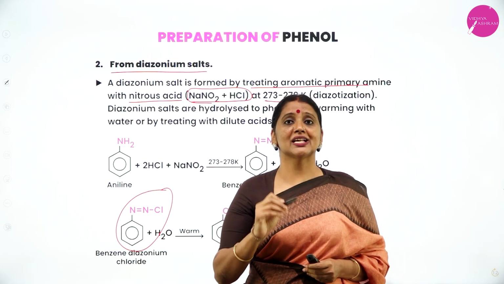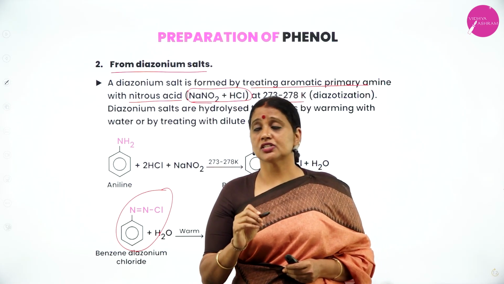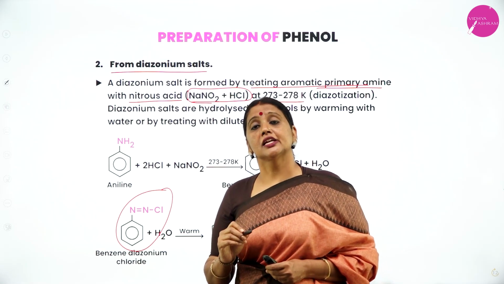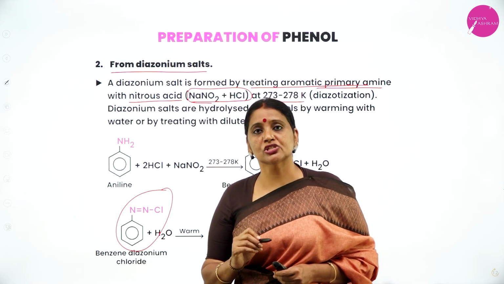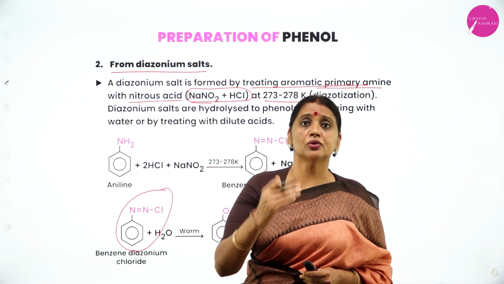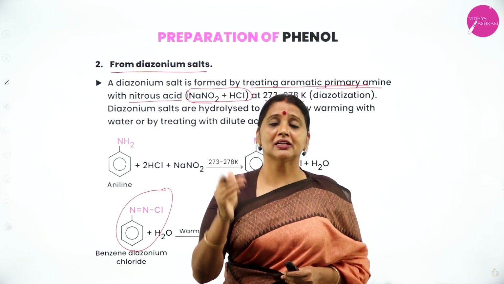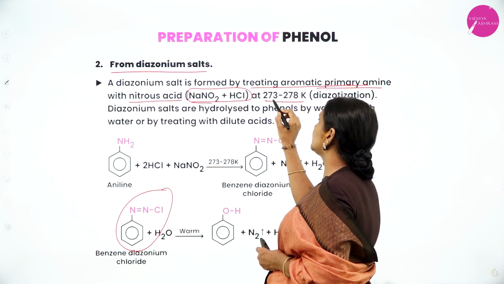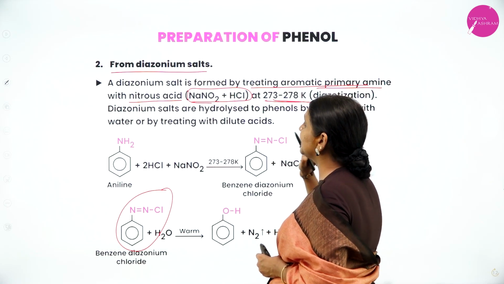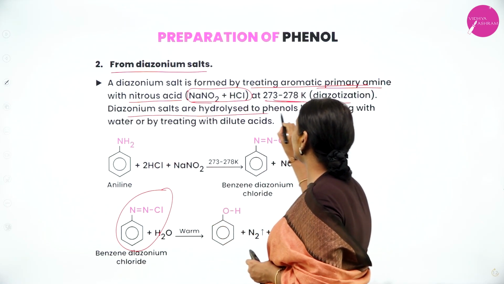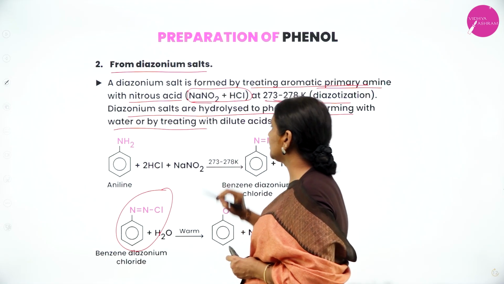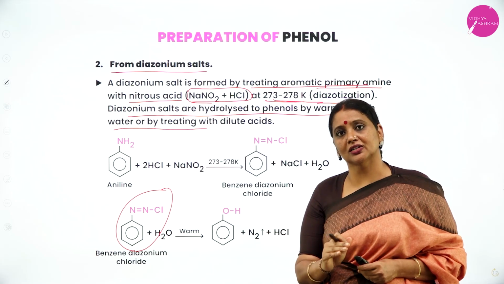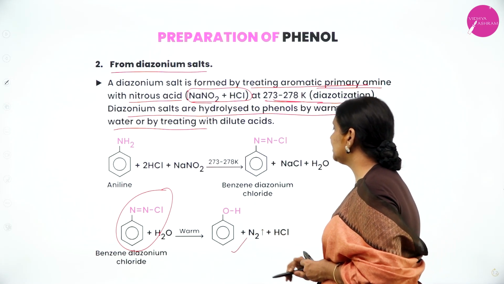This reaction is called diazotization. The conversion of aromatic primary amine into diazonium salt is called diazotization. How do you convert the aromatic primary amine into diazonium salt? By treating with nitrous acid at 273 to 278 Kelvin. Now the diazonium salts are hydrolyzed to phenol by warming with water or by treating with dilute acid. This diazonium salt is warmed with water or dilute HCl, and you will get phenol.